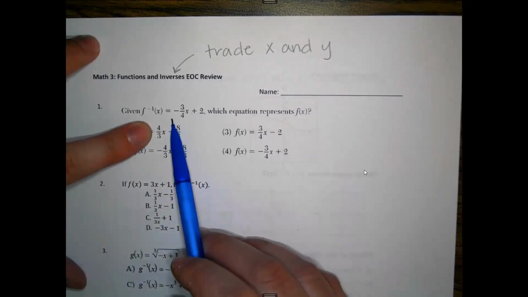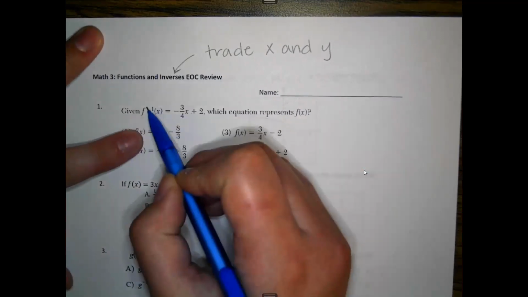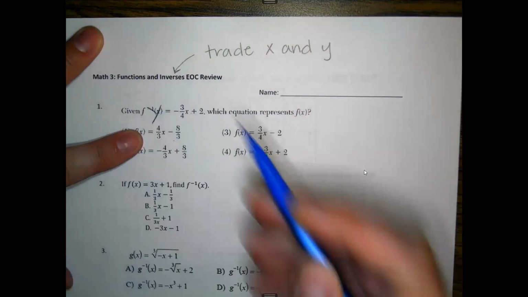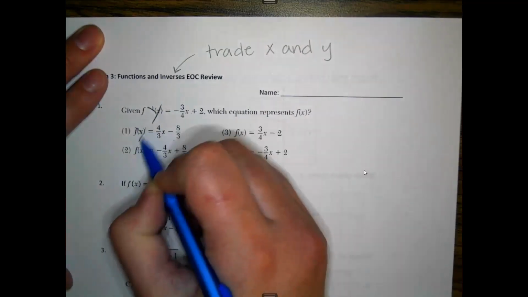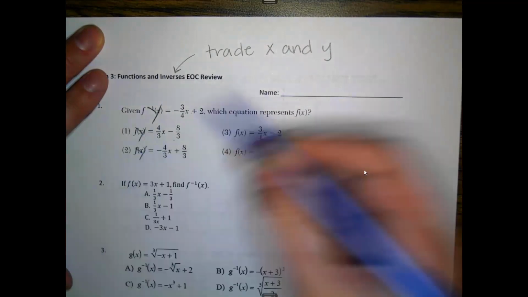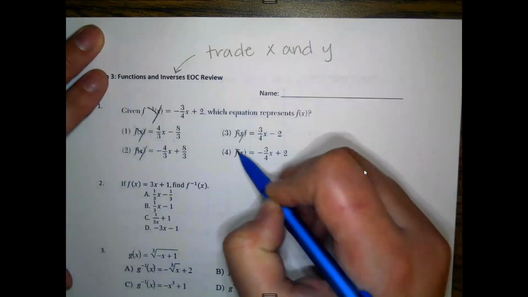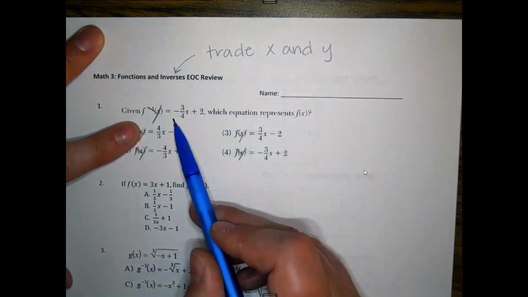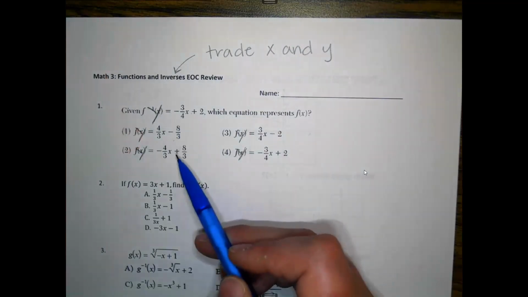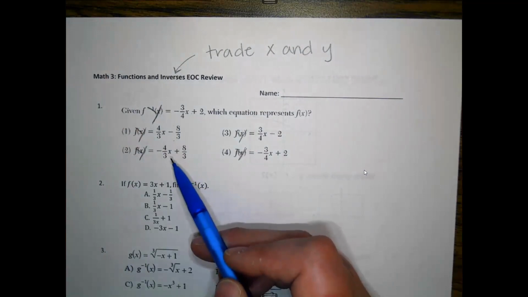So if this is the inverse, and we know that this is in the Y position of the inverse, these are in the Y position of the original function. If this is the inverse, then we know that to get back to the original function, we just have to take, you still got your phone out?